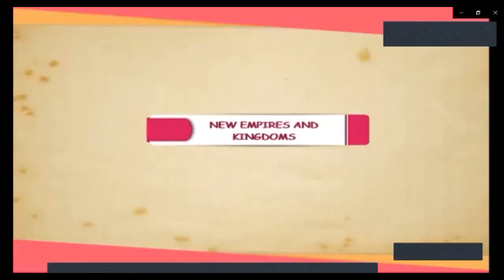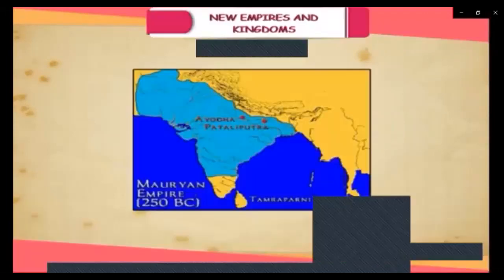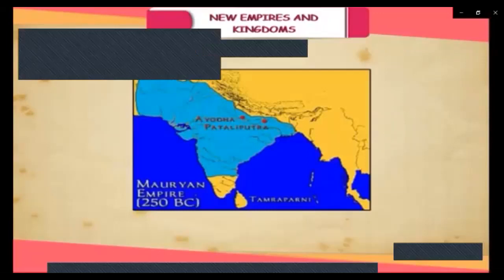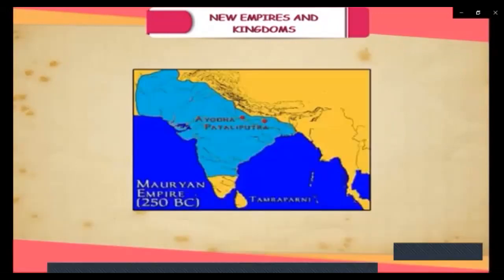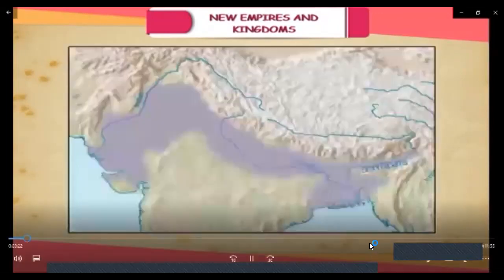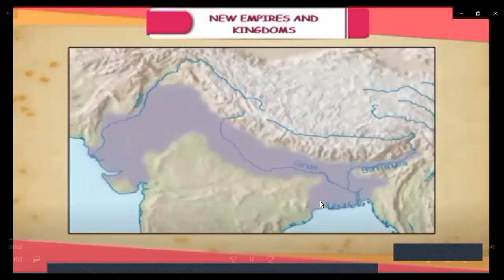New empires and kingdoms. After the decline of Mauryan Empire, two large political entities, the Kushanas and the Satavahanas, emerged in North India and Deccan respectively. Both the kingdoms declined around the middle of the 3rd century CE. Prior to that, in the middle of the 4th century CE, a new empire arose in the Ganga Valley which had control over a large part of India.